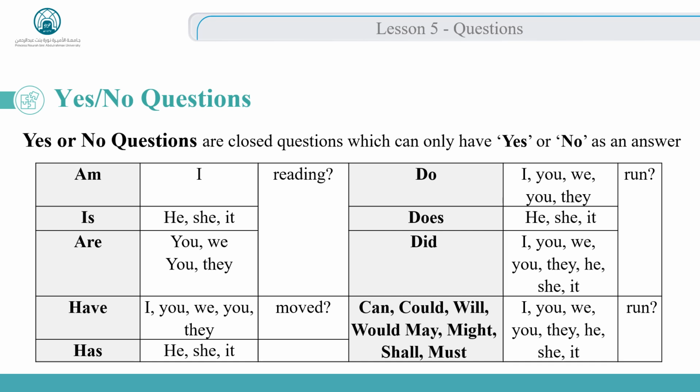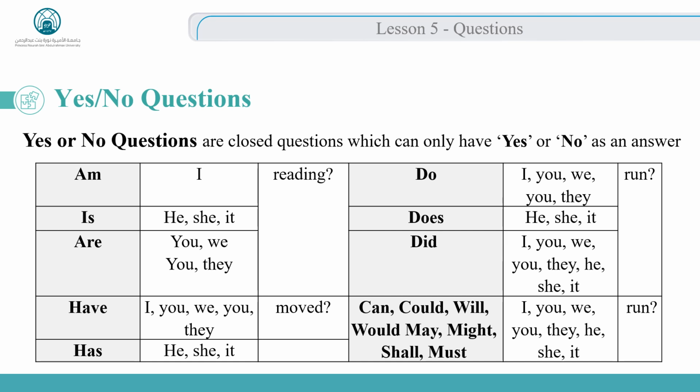And here, notice that the main verb is the original form of the verb. The last group of auxiliaries which can start a yes-no question is called modals. And we have here can, could, will, would, shall, should, may, might, and must. And the main verb, as in the case of do, will also here be the original form of the verb.